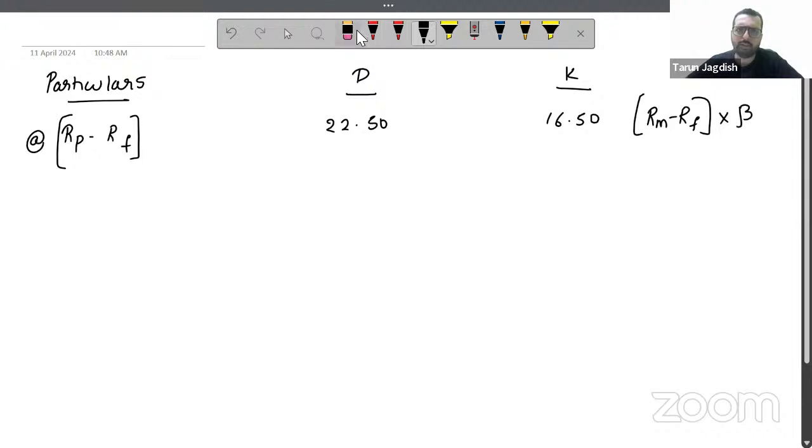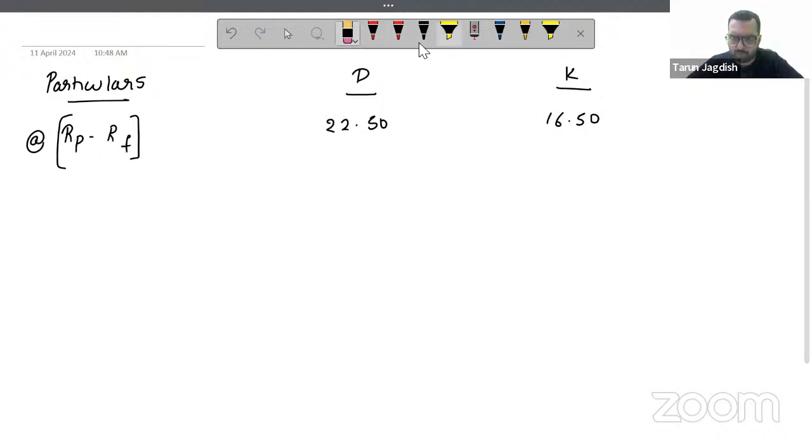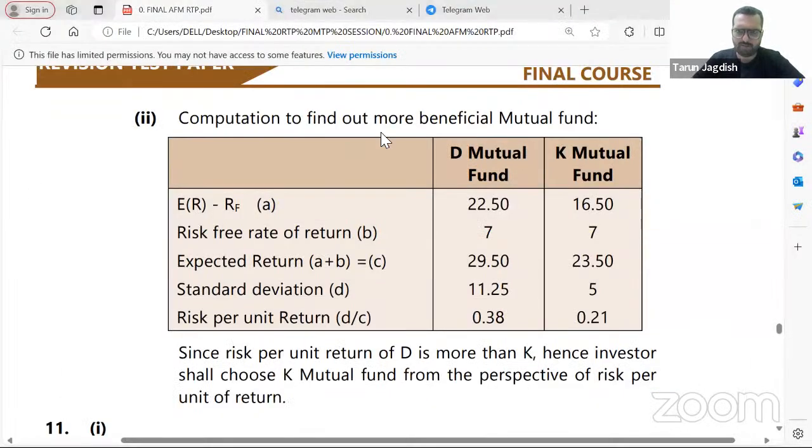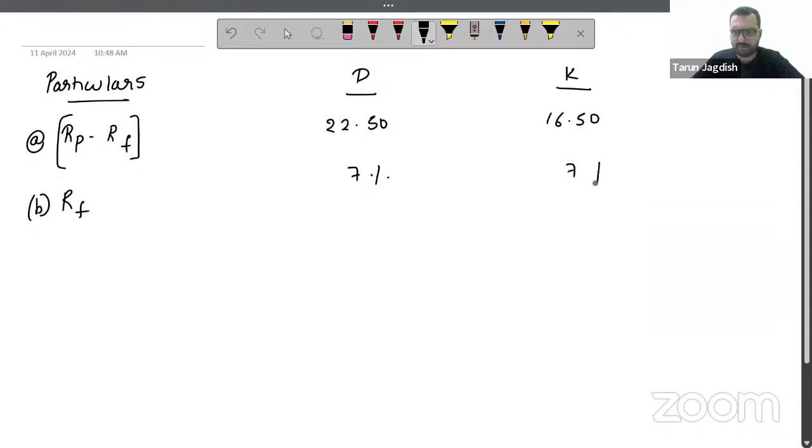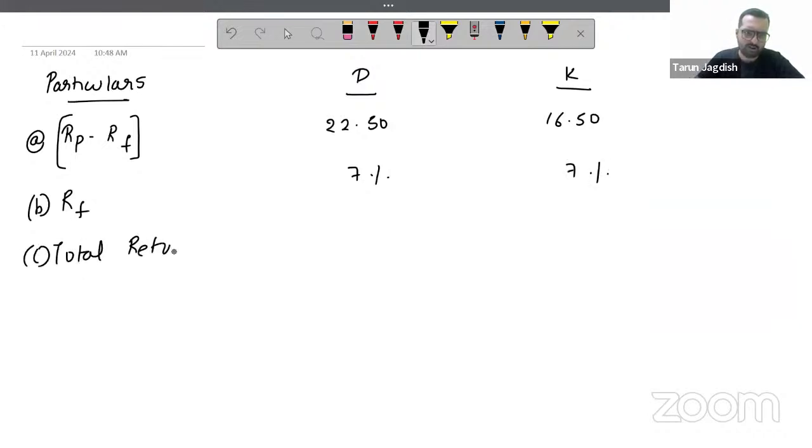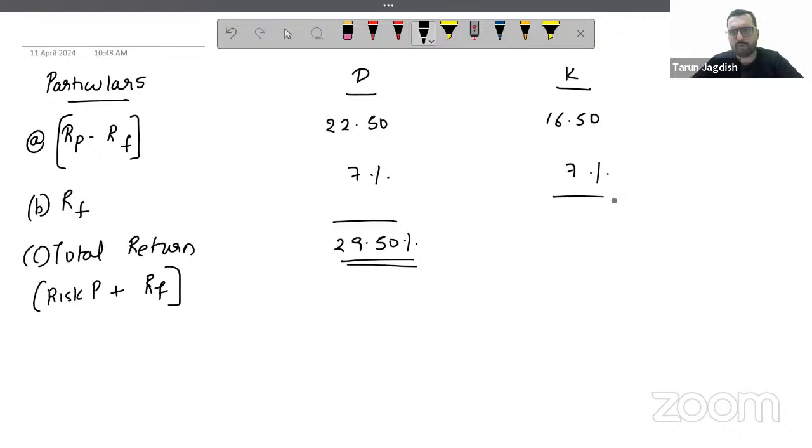But now they have given you the risk premium of the portfolio. And they have given you the RF also. How much is the RF given in the question? Is it given as 7%? So from this, I can find out total return would be my risk premium plus my RF. So when you do this, you get the answer as 29.5% for the first one. And you get the answer as 23.5% for the second one.